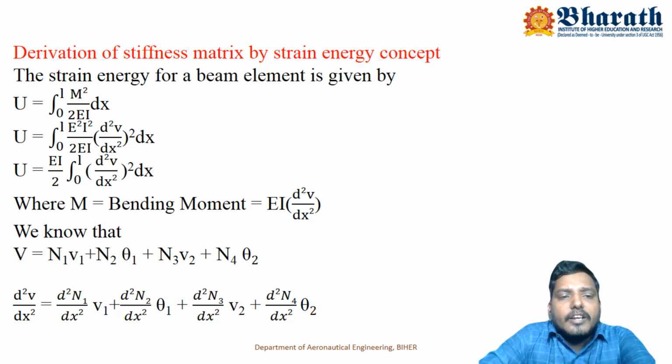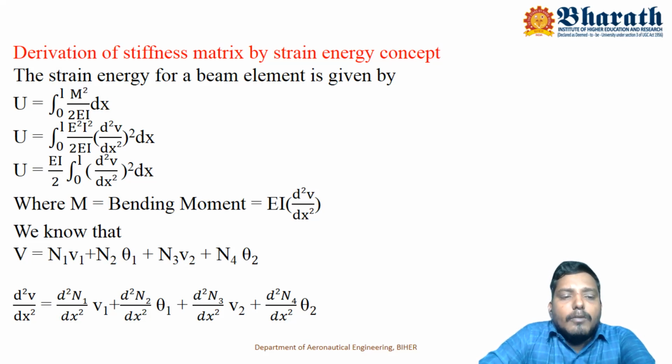This formula you already studied in strength of materials. When we substitute it in the strain energy equation, we arrive at U is equal to EI by 2 integral 0 to L of (d square v by dx square) the whole square into dx. We know the displacement function v is equal to N1 v1 plus N2 theta 1 plus N3 v2 plus N4 theta 2, where N1, N2, N3, N4 are called shape functions. It is a function of x.